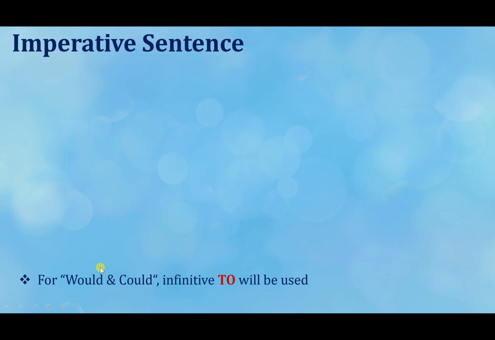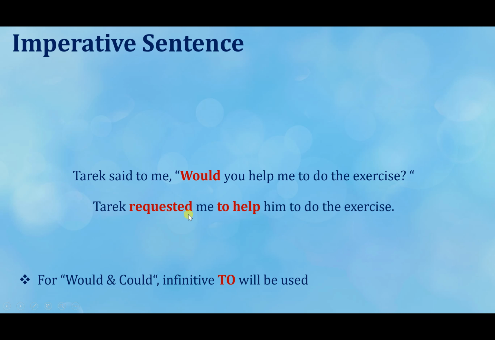For would and could, modal auxiliary verbs, we will use to-infinitive. Like Tarek said to me, would you help me to do the exercise? So Tarek requested me to help him to do the exercise. So for said to, requested, as it is indicating a request. So that's why we have used requested. For modal we will use to. The other things are similar.